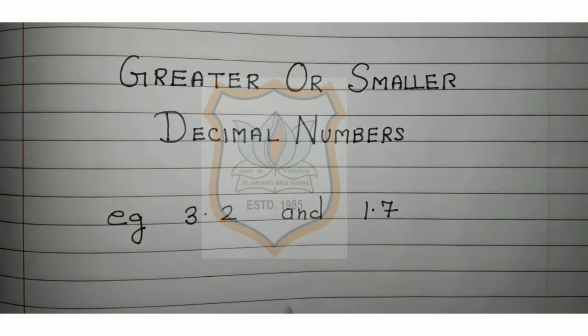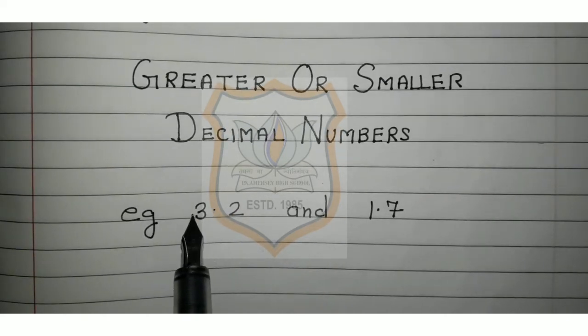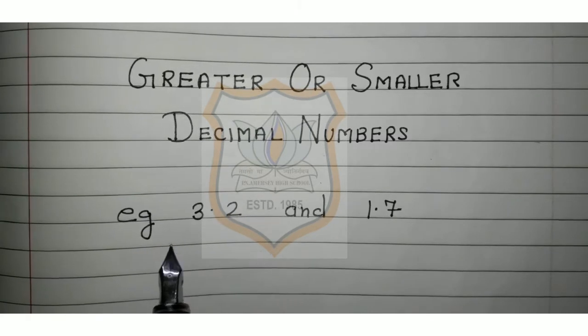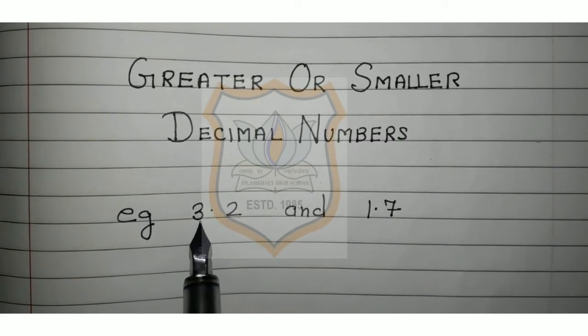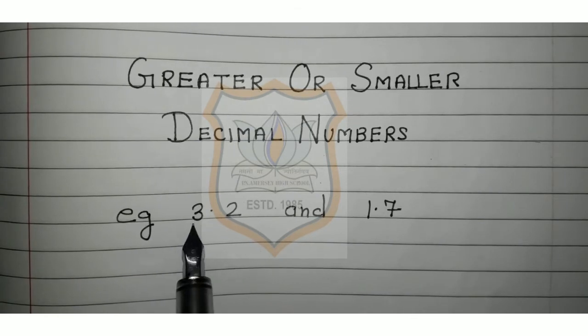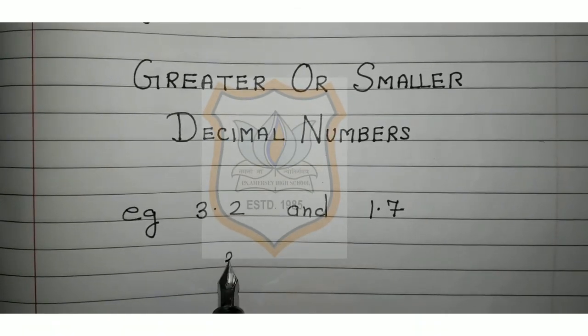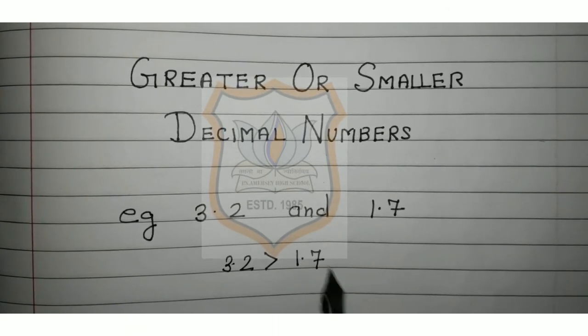In 3.2, first we have to see the numbers before the decimal. In 3.2, 3 is before the decimal, and in 1.7, 1 is before the decimal. So now we will compare 3 and 1. Which one is greater? 3 is greater. So we can say that 3.2 is greater than 1.7.